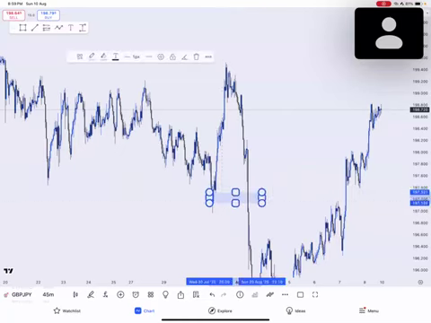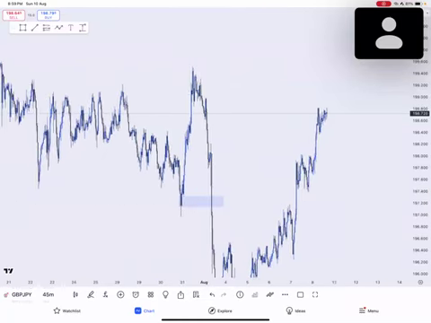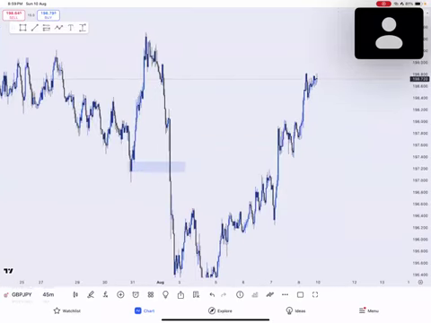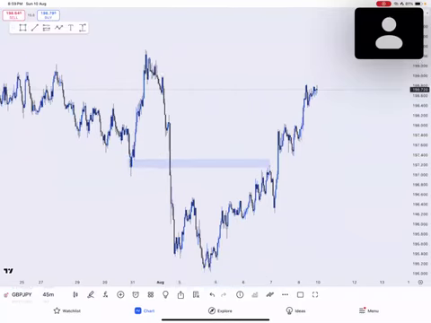Yeah, so if you extend it, I tried using that breaker block to take a sell last week, and the sell just lasted for some minutes before it reversed back to the upside. So I don't know, was there anything wrong in this trade?